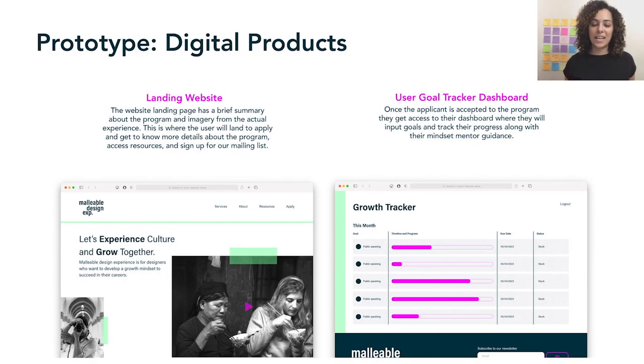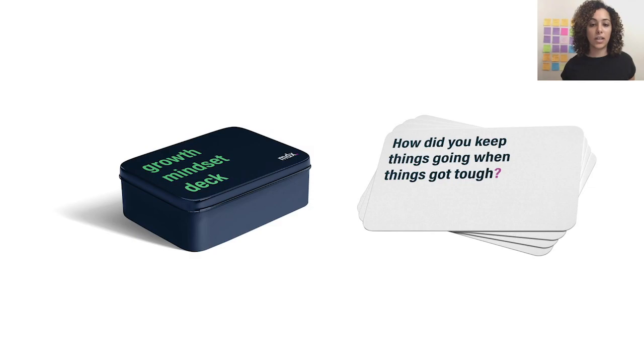The next step I did is prototyping a landing website and a dashboard for MDX. The website is where designers would land and get to know more information about the program. If they apply, they'll get assigned a mentor and set goals and reach them. The growth tracker is a feature designed for designers to track their goals and growth.